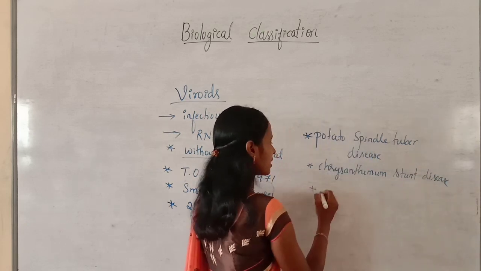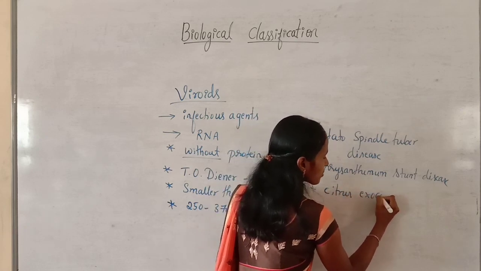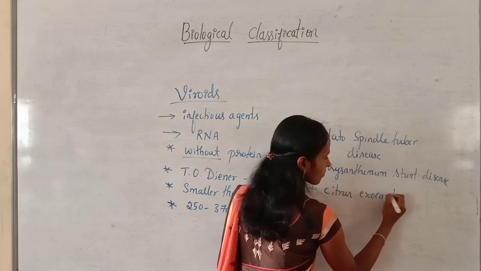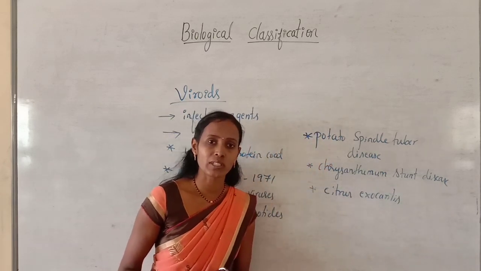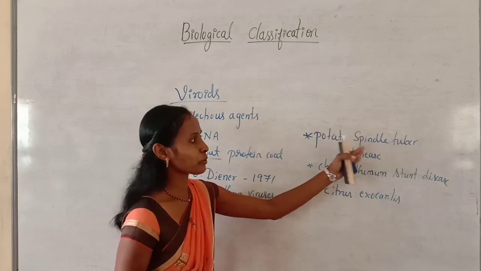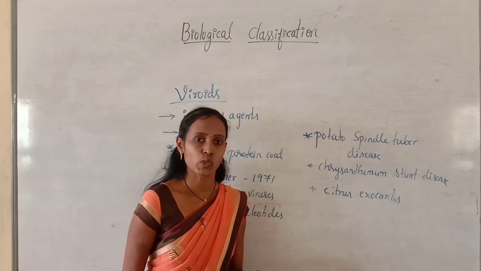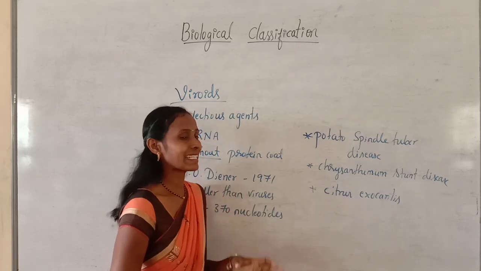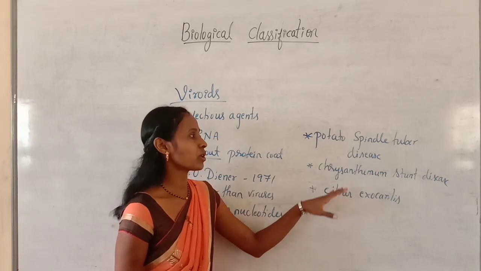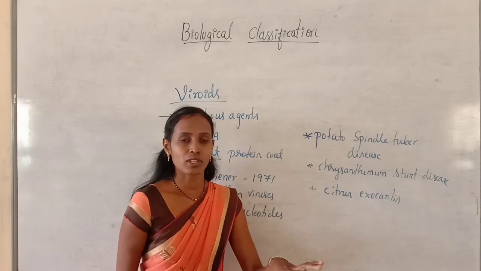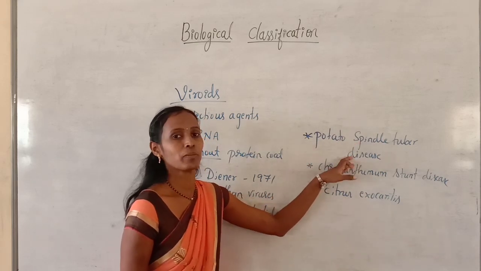And the other one is citrus exocortis. So these are certain plant diseases which are caused by viroids. One is potato spindle tuber disease, chrysanthemum stunt disease, and citrus exocortis. We are not going to discuss in detail about all these diseases. You can observe the images. You can search in Google or on the internet, so you will come to know how the disease is observed.